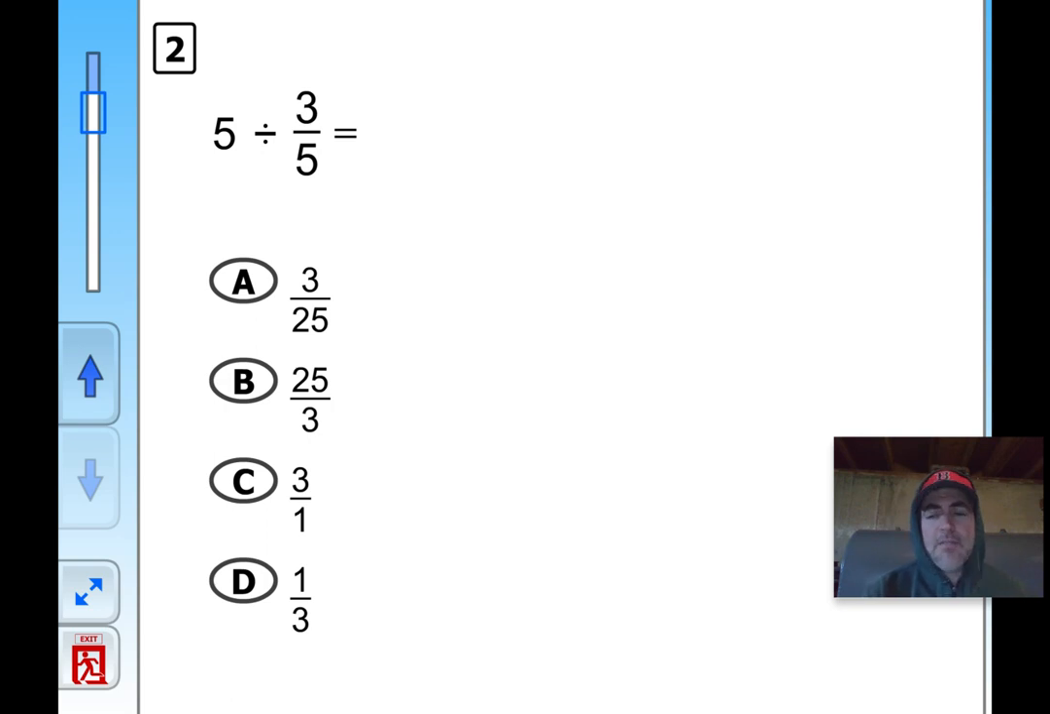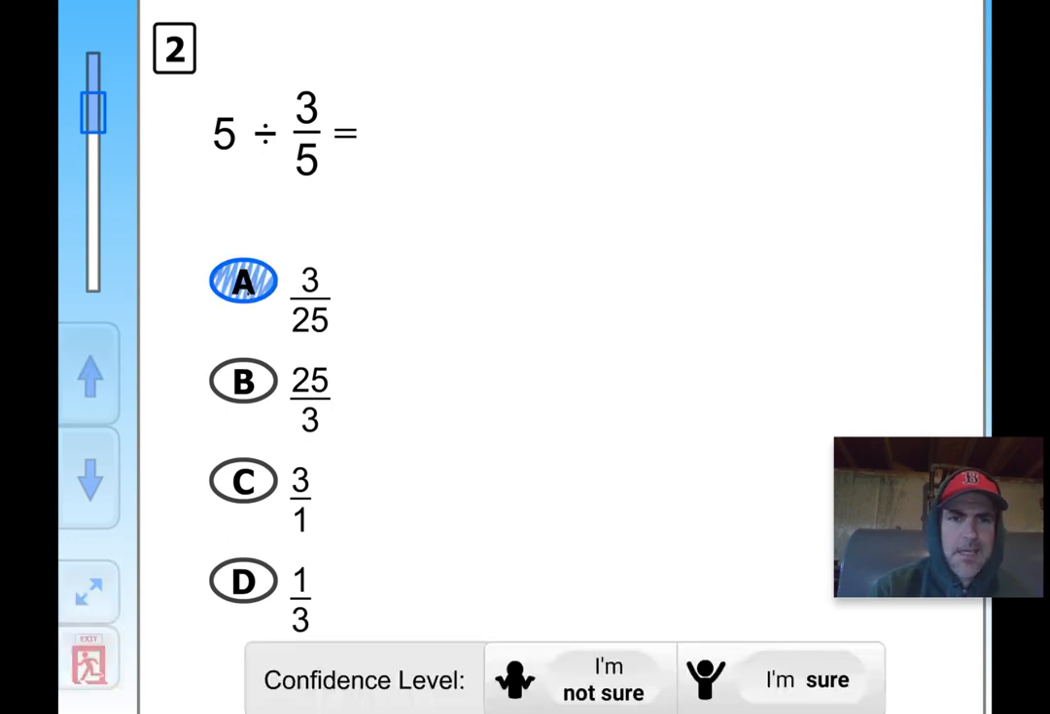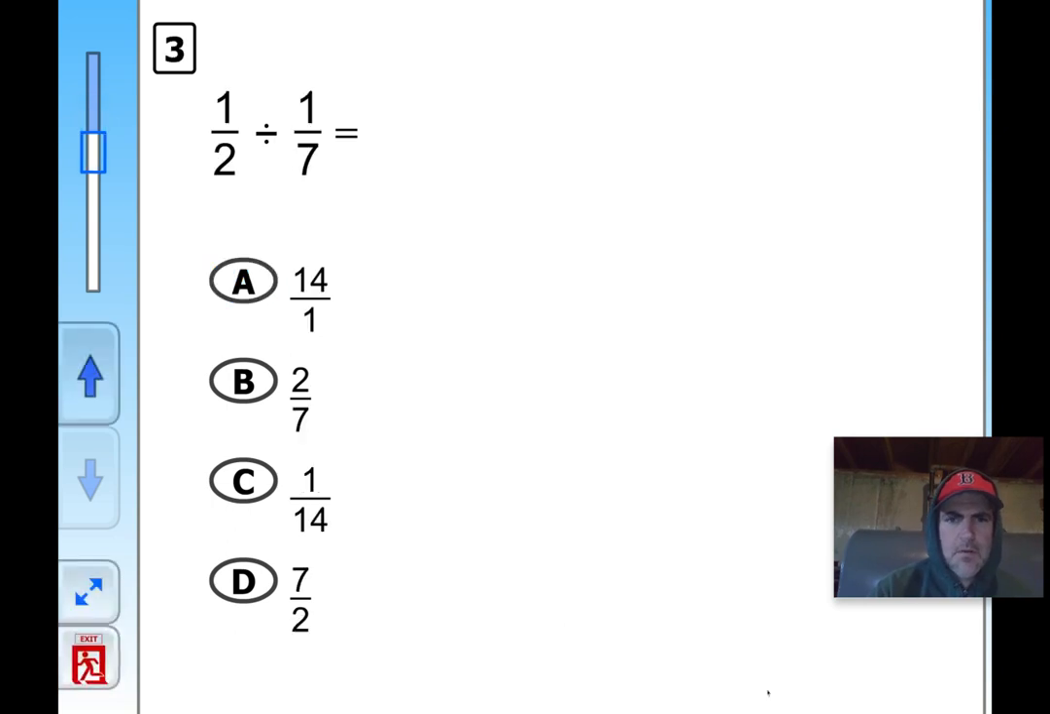So look at it. 5 divided by 3/5. So how many times can you subtract 3/5 from 5? Or how many 3/5 are there in 5? All right, so discover your answer. Okay, I believe the answer is B, 25 thirds, but I'm going to answer incorrectly. I'm going to answer as A, 3/25. Okay, totally confident.